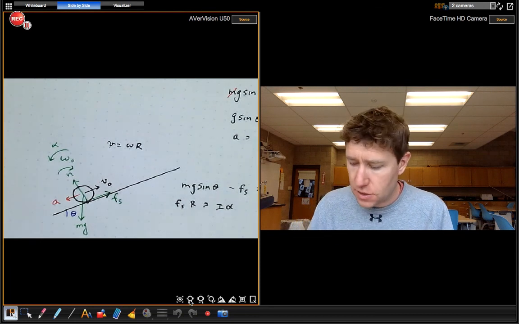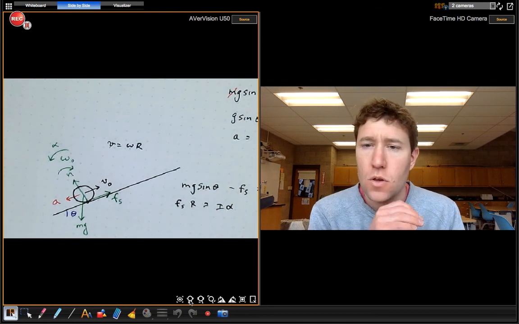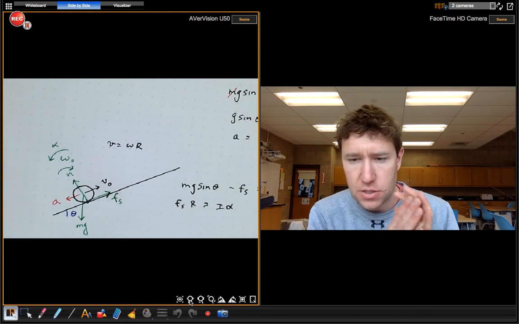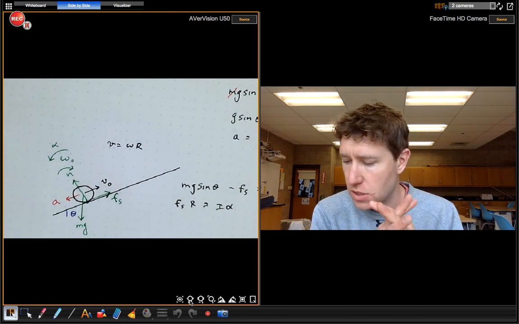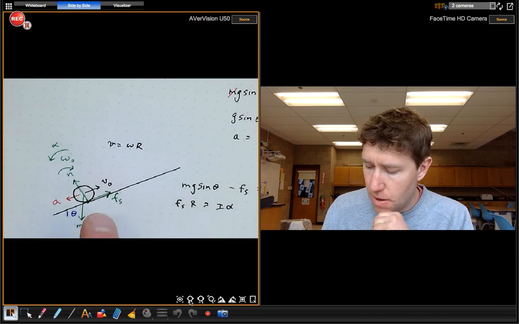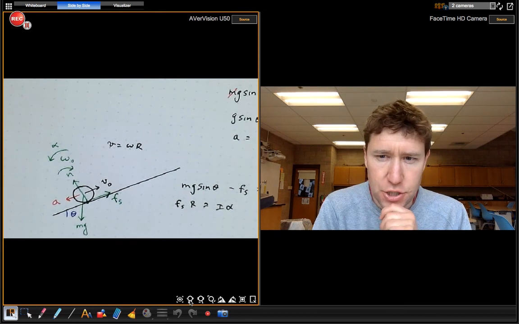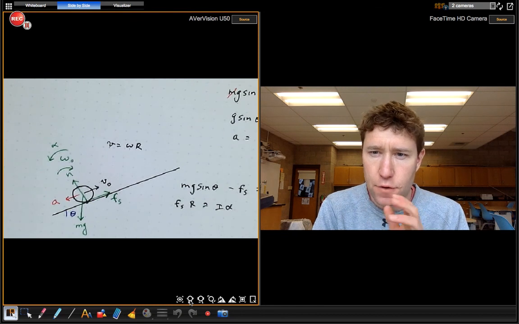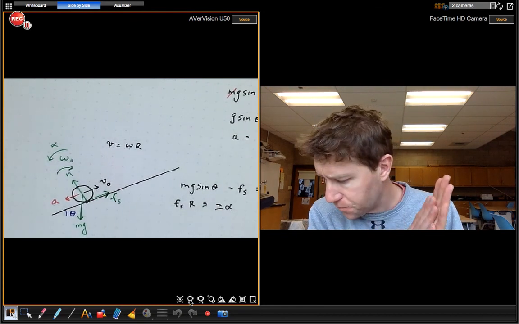You'll have some practice problems where you're going to have to do a little bit of work to noodle through, okay, what's the direction of all of the forces? And I just remind you to remember this relationship of thinking about the torque and the direction of the alpha determining the direction of the torque.